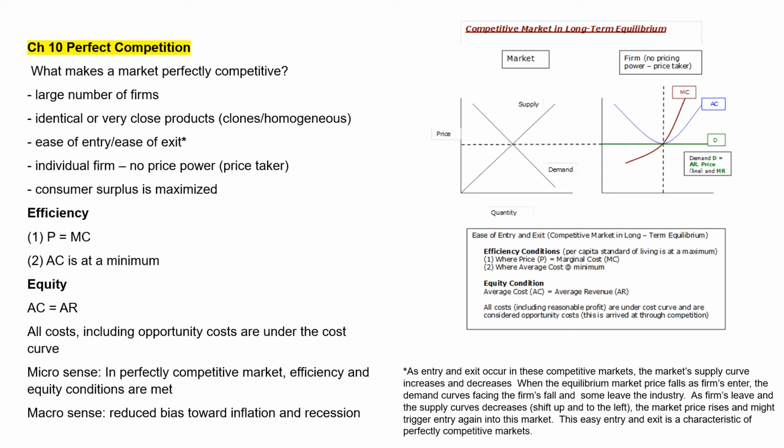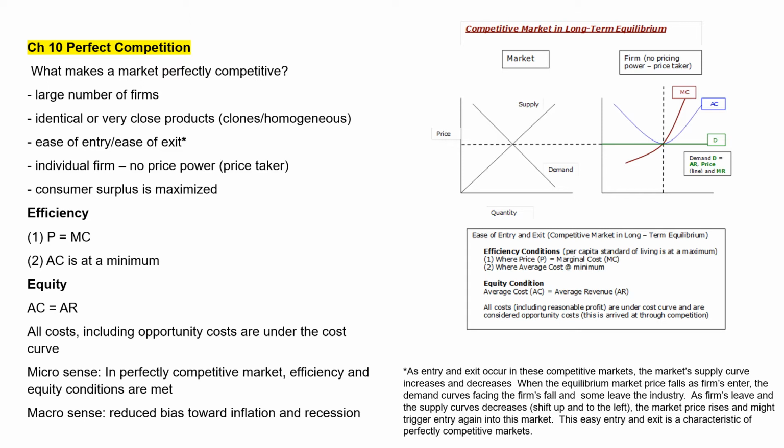Whereas equity, we're saying that's where the average cost is equal to the average revenue. So all costs, including opportunity cost, are under that cost curve. When we talk about opportunity cost, that's some small profit, just enough normal profit, enough to keep you engaged, to keep you providing your productive resources is really what it comes down to. So in a micro sense, this is the perfectly competitive market where we have efficiency and equity. Those conditions are met, meaning that the economic welfare conditions are met.